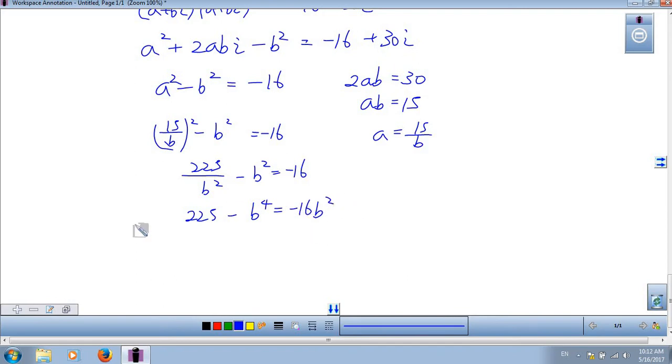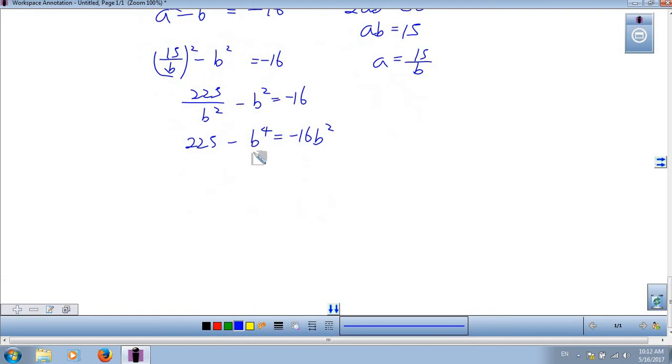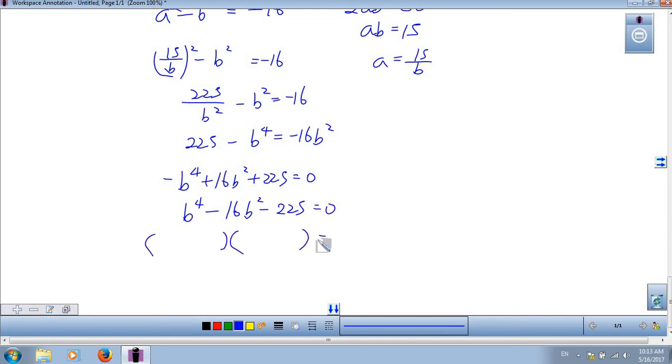Now move everything to one side and make it positive. So it's negative b to the 4th plus 16b squared plus 225 equal to 0. Let's make everything positive first. So b to the 4th minus 16b squared minus 225 equal to 0. It's a quadratic type of equation that we can try to solve. So it's going to be b squared, b squared. Now 225, what are some of the factors of 225?